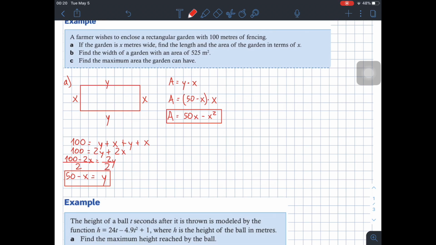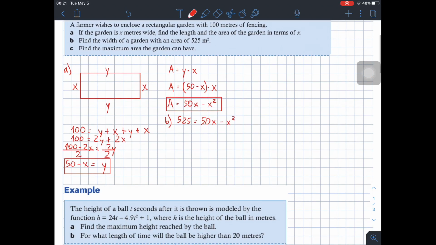So this would be the area of this rectangle written in terms of x, okay? So that's it for part A. Then we're gonna move on with part B. I'm gonna continue down here. It says, find the width of the garden with an area of 525 meters squared. So we're given the value of the area, so we want to find the width, which is x, right? So 525 is equal to 50x minus x squared. And this would be a quadratic equation that we need to solve, right?